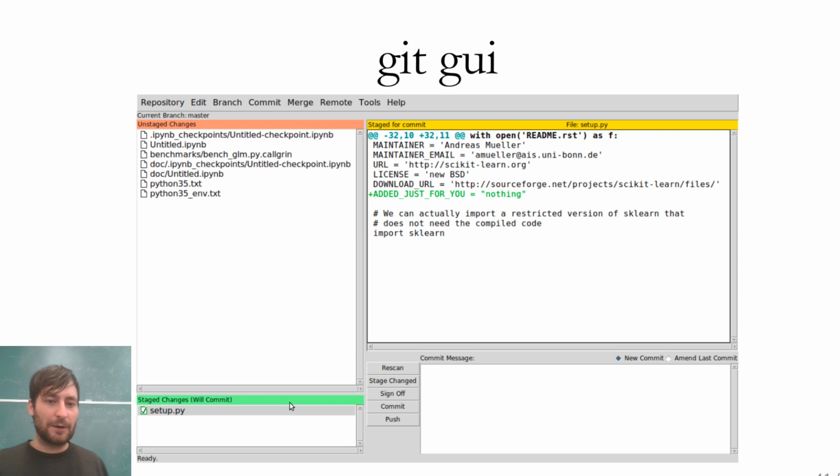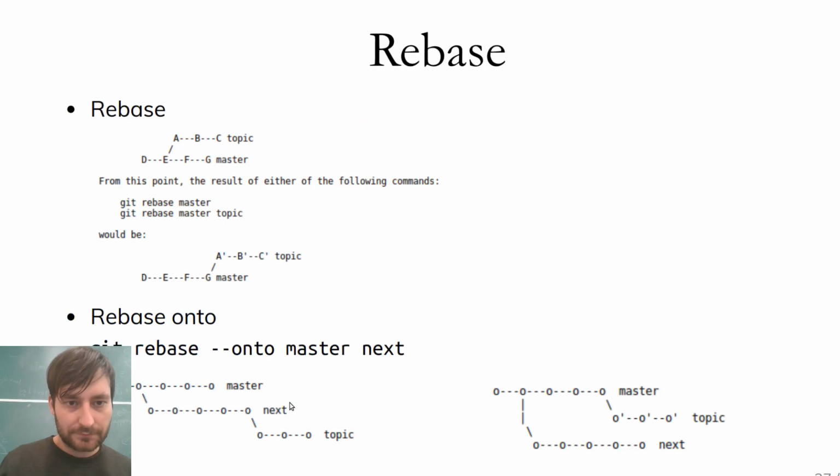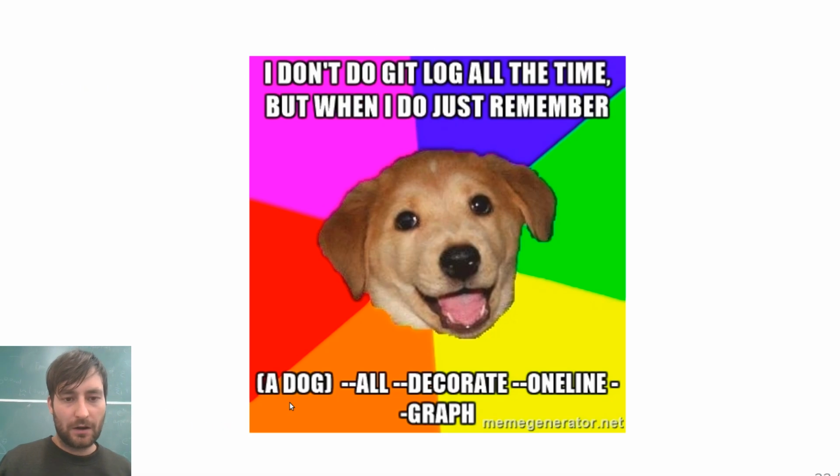Different people have different preferences. GitHub also has a UI you can use. I like this because it makes it very easy to select different lines and also see line by line what are the changes that I made. And it's usually installed with Git, so you can just do git gui and it shows up. All right.